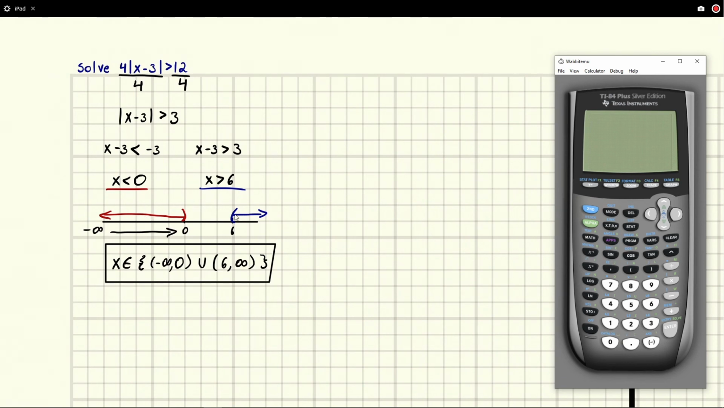Now if we go to our other interval, 6, let's pick a number greater than 6. Let's pick 10. 10's easy to work with. Or in fact, let's pick something smaller like 7. 7 would be easier. So we come up here, we pick 7. 7 minus 3, well, that's 4. Absolute value of 4 is 4. 4 times 4 is 16, and 16 is greater than 12. So we see this interval works as well. And so this would be our solution.